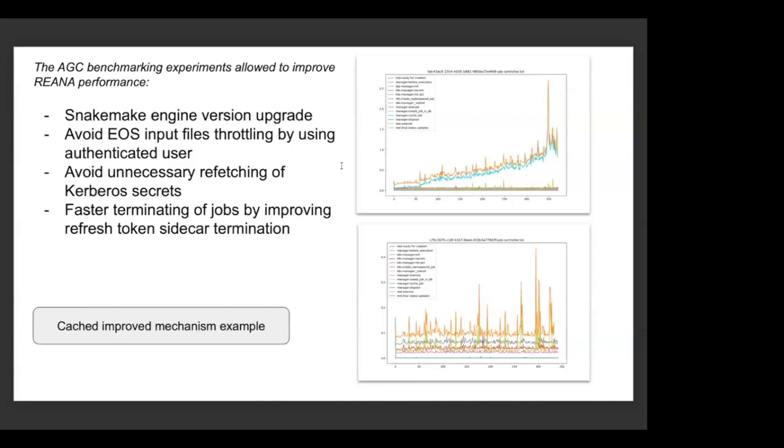Also, we avoided the EOS input files throttling by using an authenticated user. And one more thing which was improved, and which you can really see in the benchmarking figure, is the faster termination of the jobs by improving the refresh token sidecar termination. So basically the job would finish much faster, and then the new job would also start much faster.